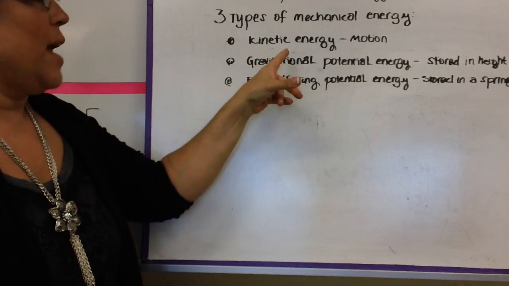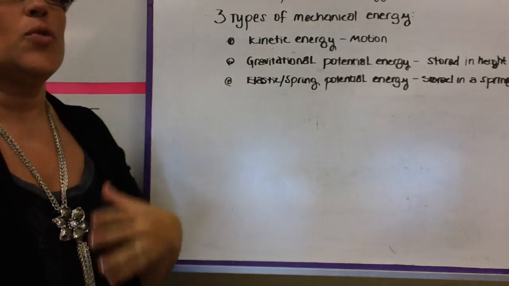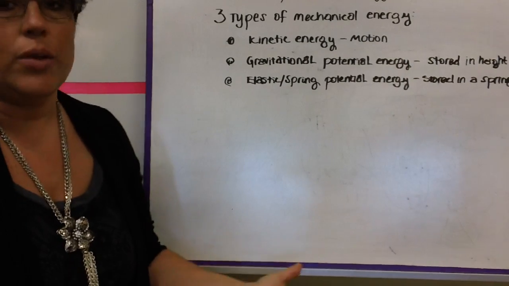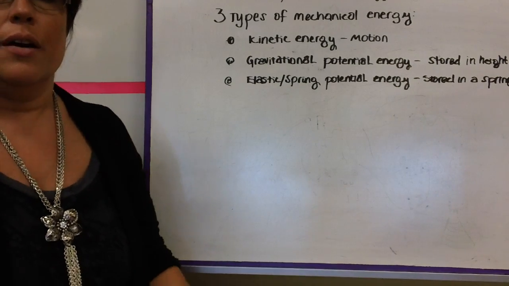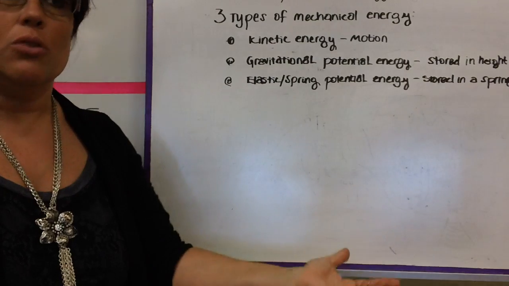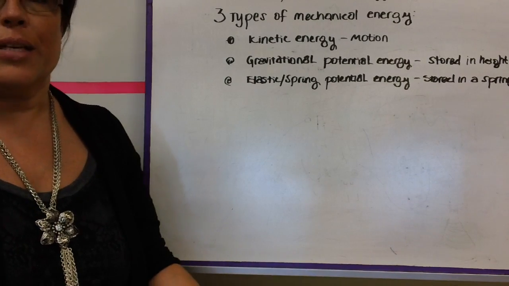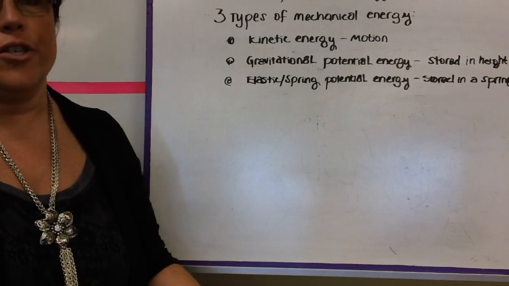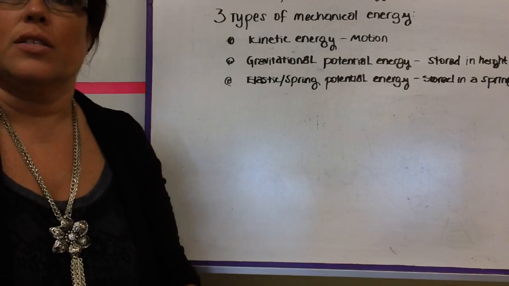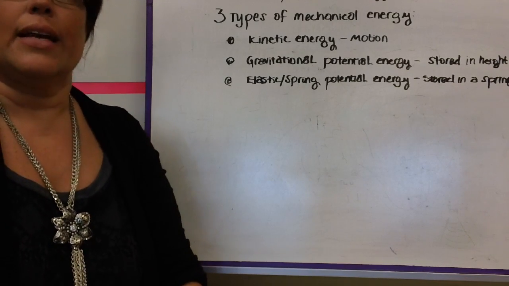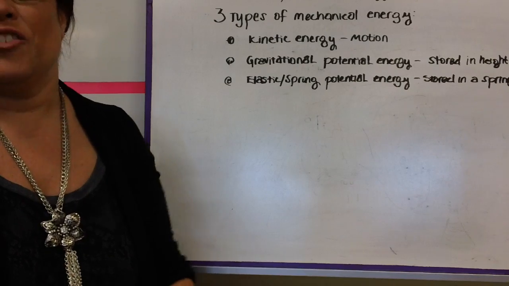The one is kinetic energy, and that's the energy of motion. So if something is not moving, it has no kinetic energy, and that's a simple fact. So if a car is driving down the road, it has kinetic energy. If it's stopped at a stoplight, it has no kinetic energy. So that's a real easy one for us to see. If it's moving, it has kinetic energy. If it's not moving, the kinetic energy is zero.